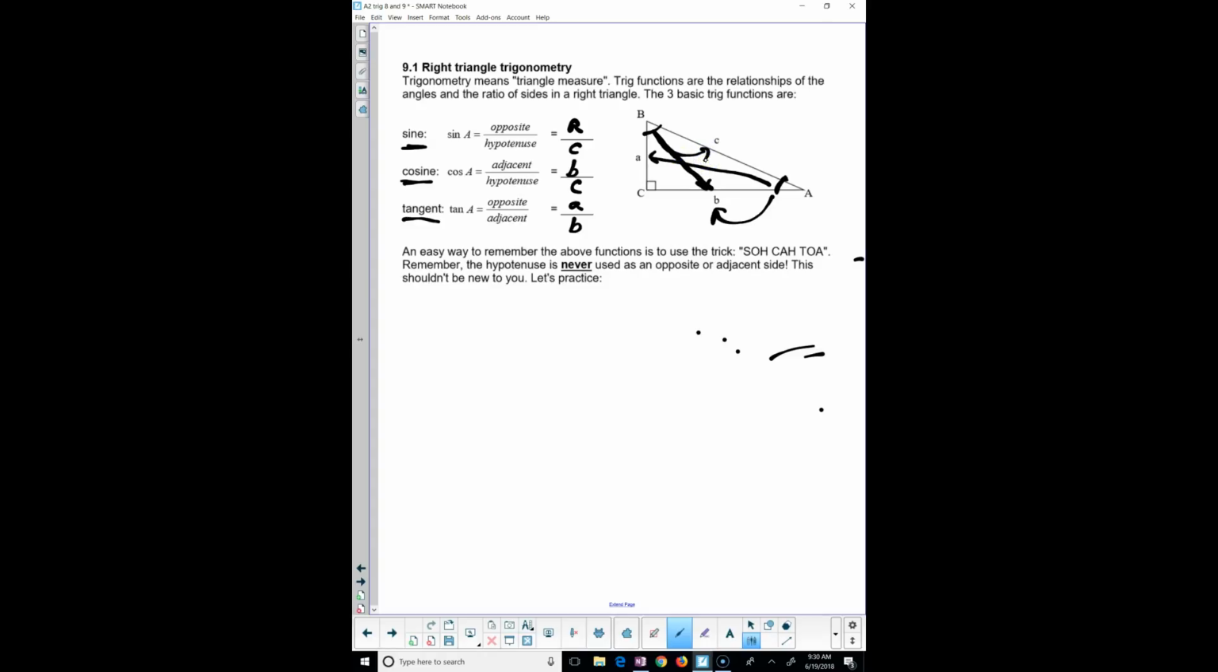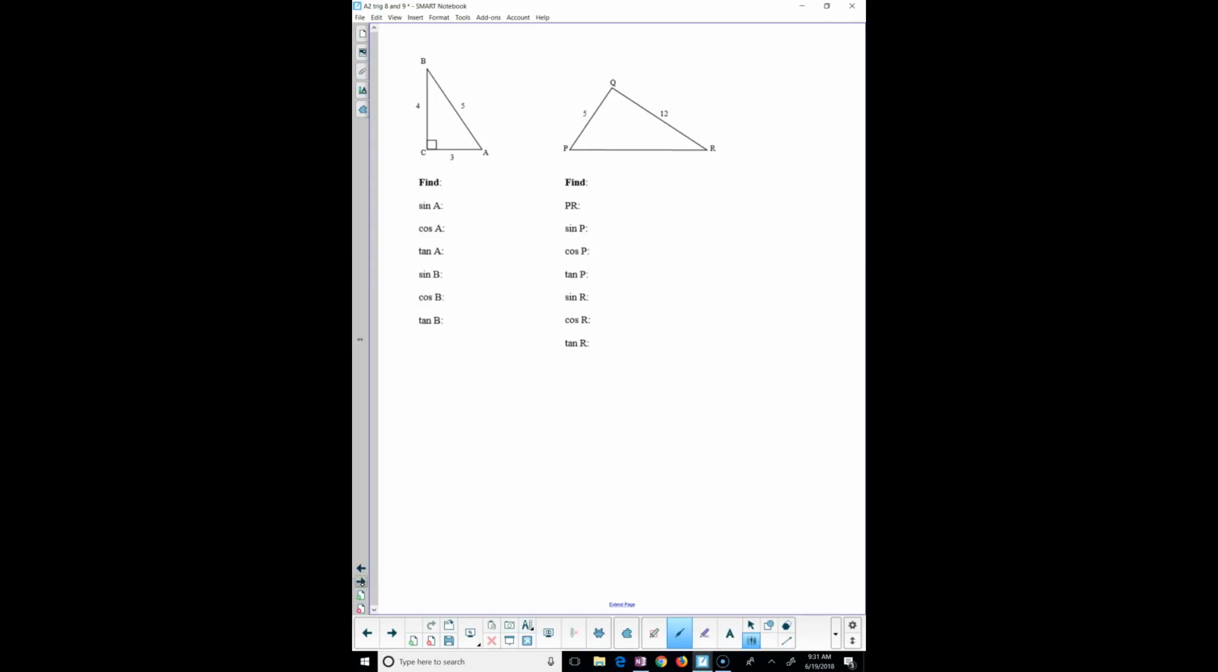We'll never, ever, ever use the right angle as the angle we're working with respect to. Those are specialty cases, so understand that. Also, remember the hypotenuse is never, never, never going to be the opposite side. So we continue onward. We should be able to figure out some basics out of this.